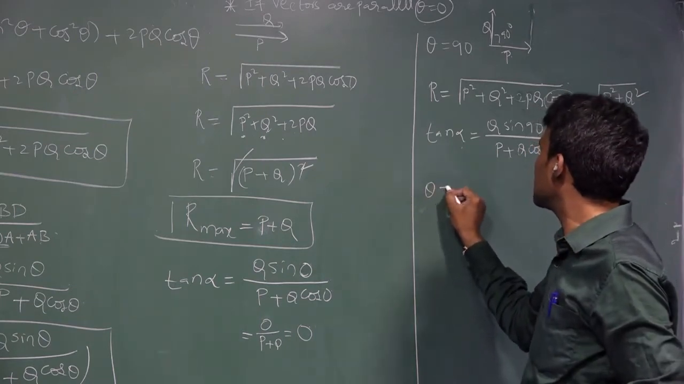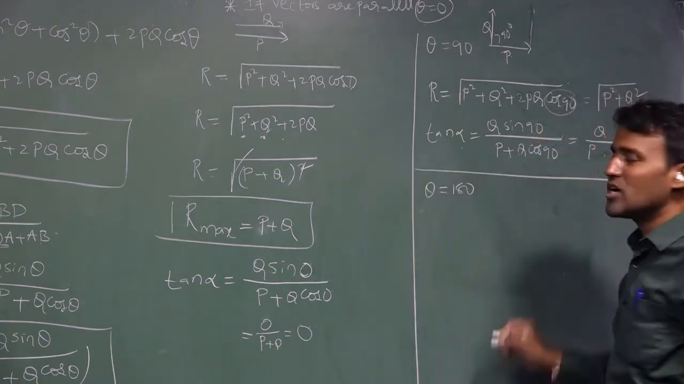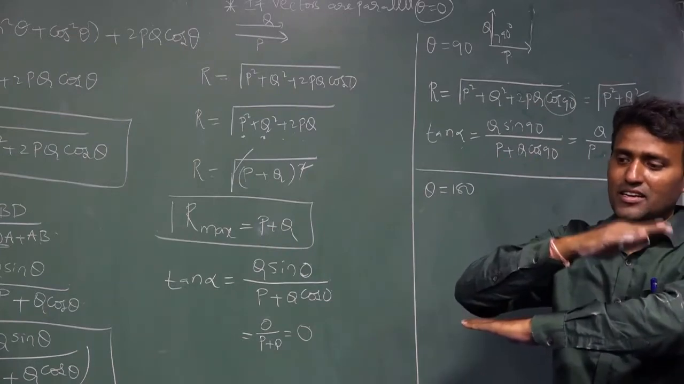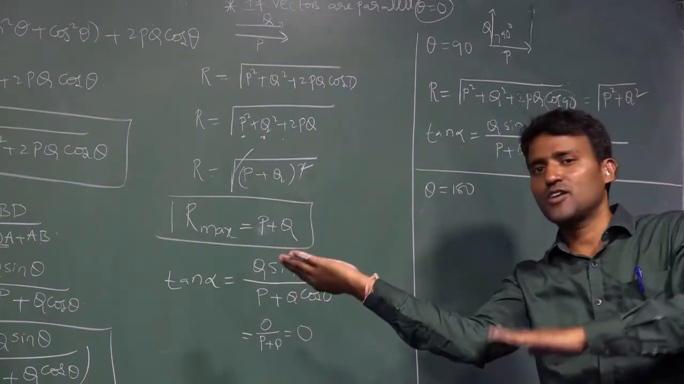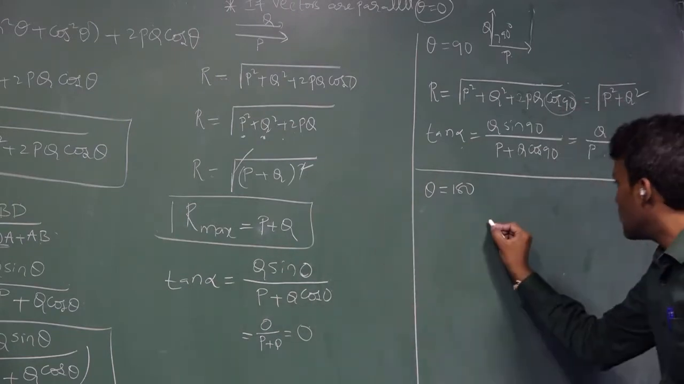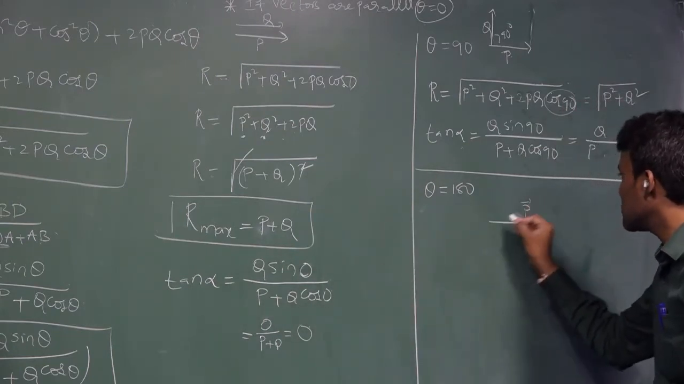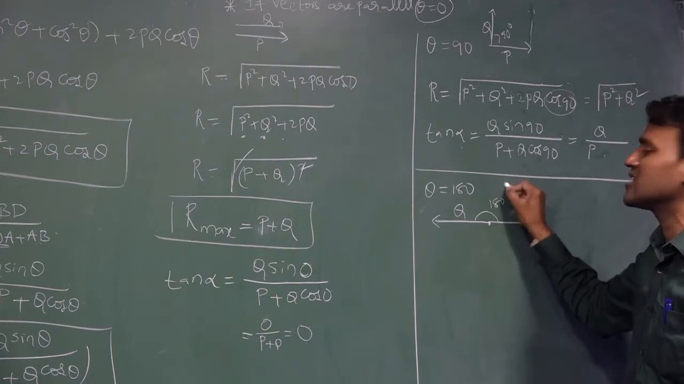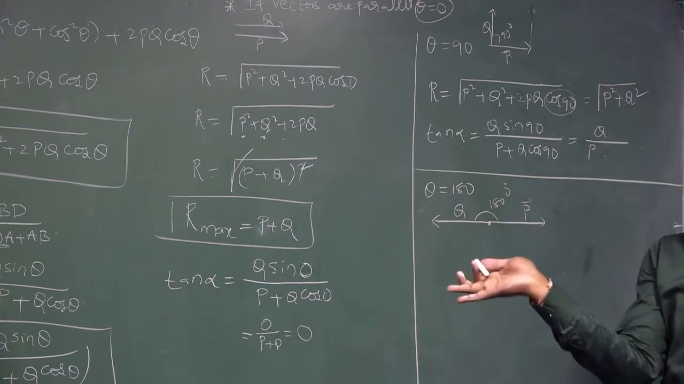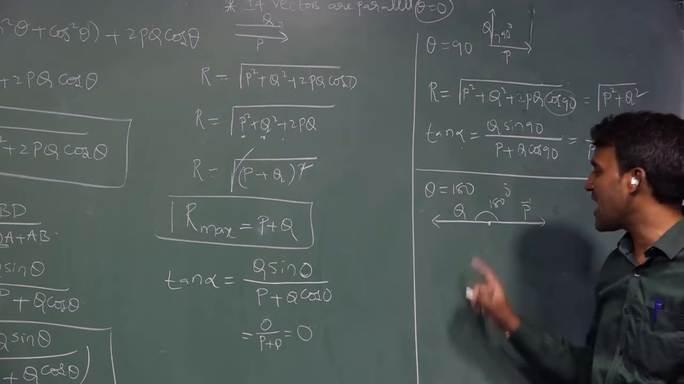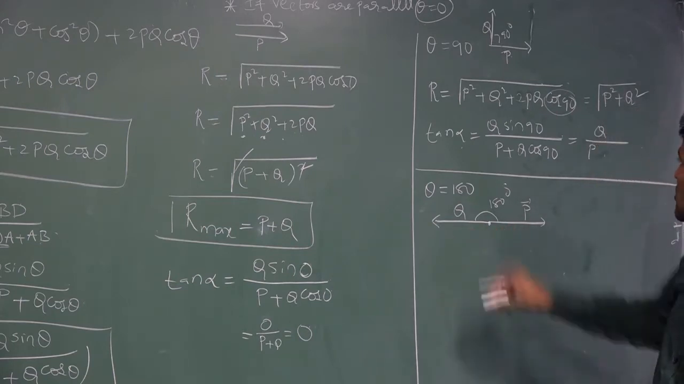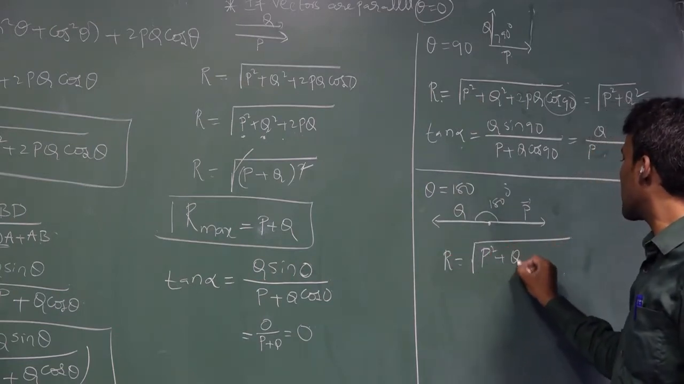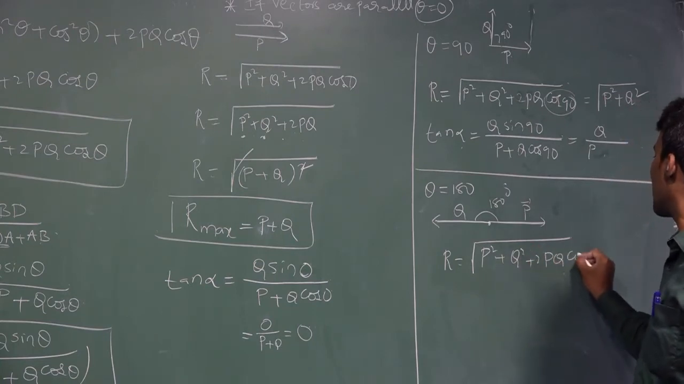Now I am writing theta is equal to 180 degrees. Initially two vectors were parallel, then two vectors were perpendicular, and now two vectors are at 180 degrees, in opposite directions. One vector, the P vector, is acting along this direction and the Q vector is acting along this direction. The angle between them is 180 degrees. Two vectors are acting opposite to each other. So you can write the formula again: R is equal to under root of P square plus Q square plus 2PQ cos 180.